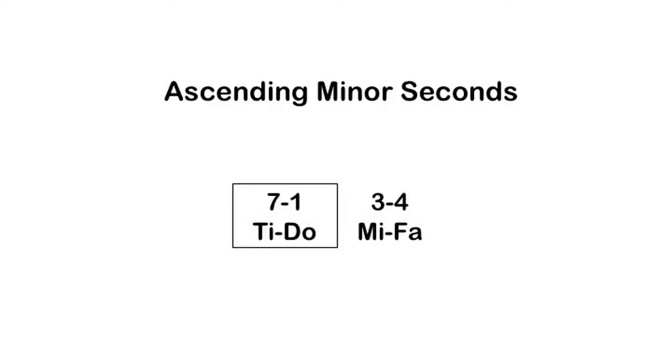Let's move on to the minor second up. You'll remember that when singing a minor second down, we started on scale degree 1 and went down to scale degree 7. We're going to flip that around. We're going to sing scale degree 7 up to scale degree 1, keeping in mind that there is another minor second in the major scale, and that is between scale degrees 3 and 4.